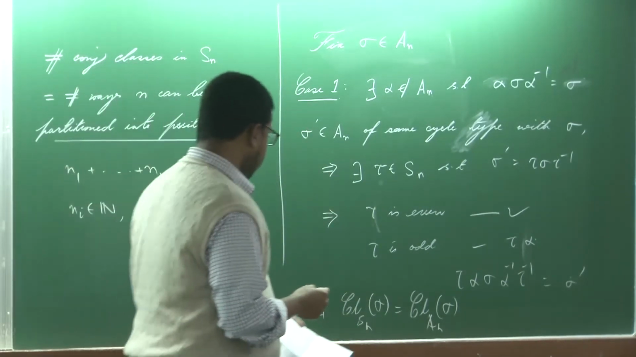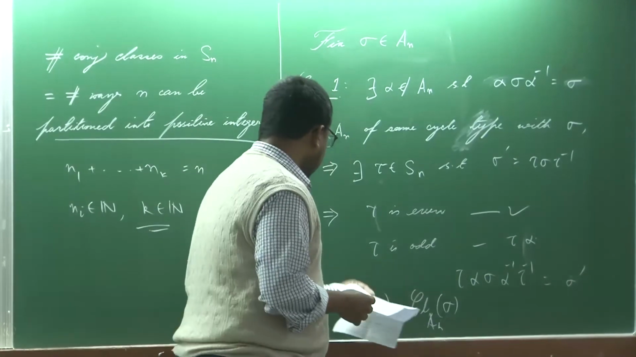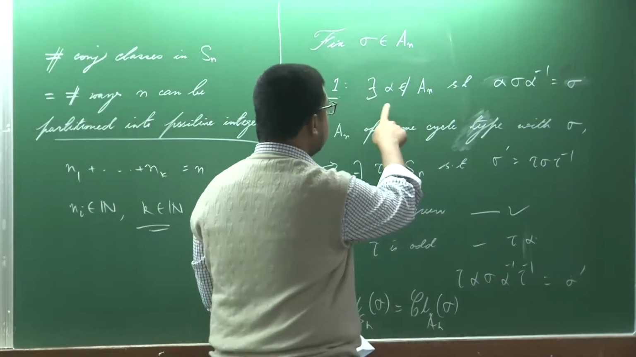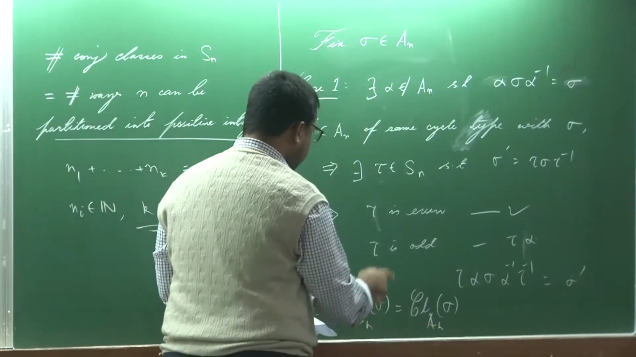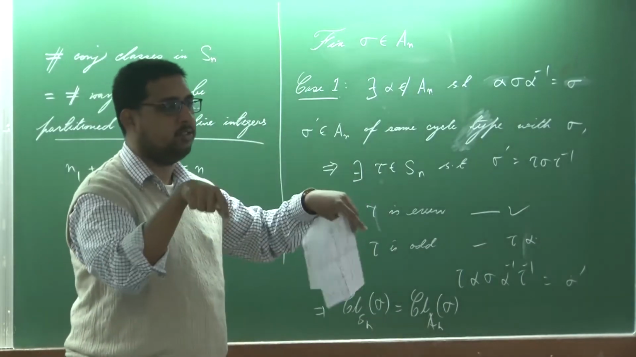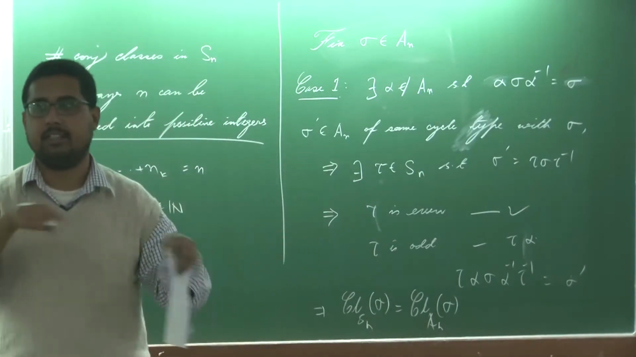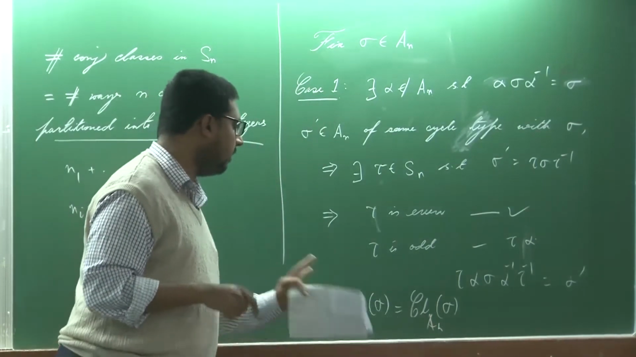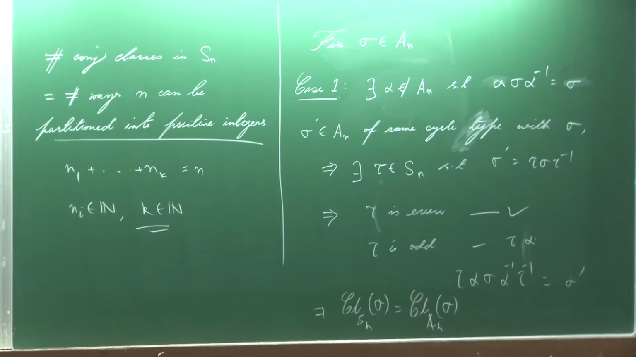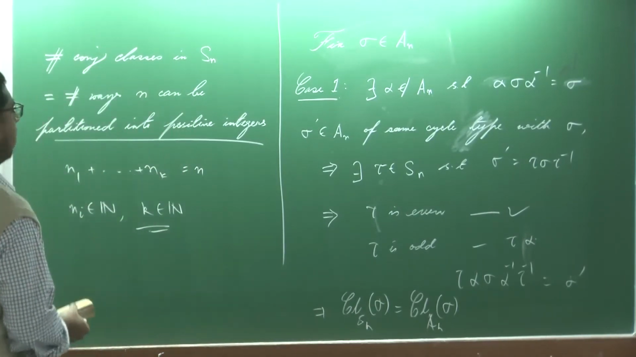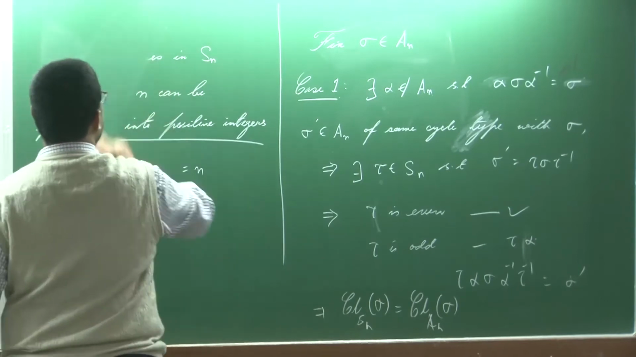Now the point is, if there is an alpha, then two elements sigma and sigma prime that are conjugate over Sn are also conjugate in An. That is the same as saying they have the same conjugacy class.